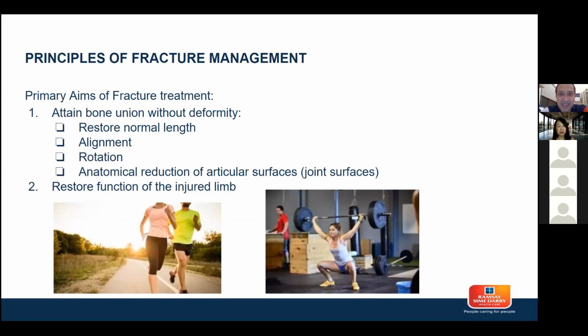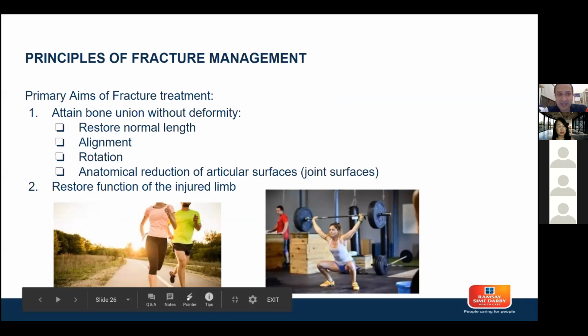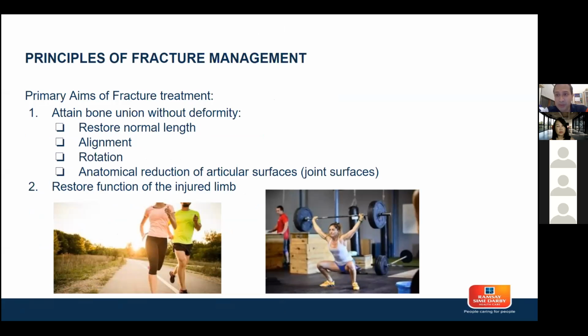Okay, so the next is just principles of fracture management, non-acute setting now. We're away from the emergency room. So the primary aim of any fracture treatment is to attain bone union without any deformity. So when you're thinking of long bones, things like the femur, you have to restore the length, the alignment, which is basically looking at the bone in AP and lateral views, the rotation of the bone, and if the fracture involves a joint surface, such as the knee joint and whatnot, you actually need a good anatomical reduction.